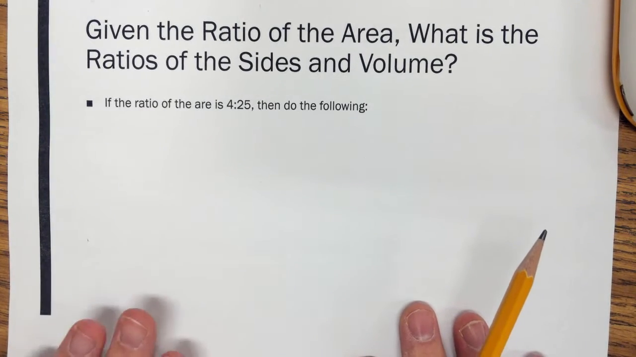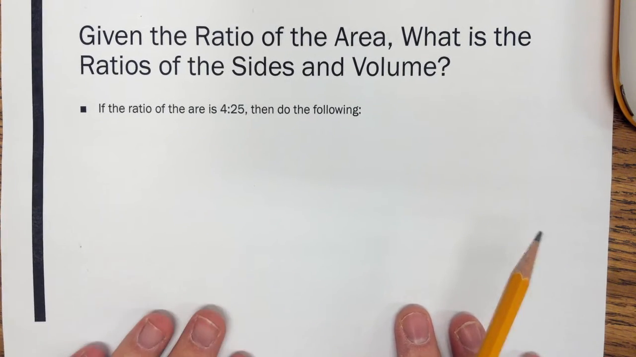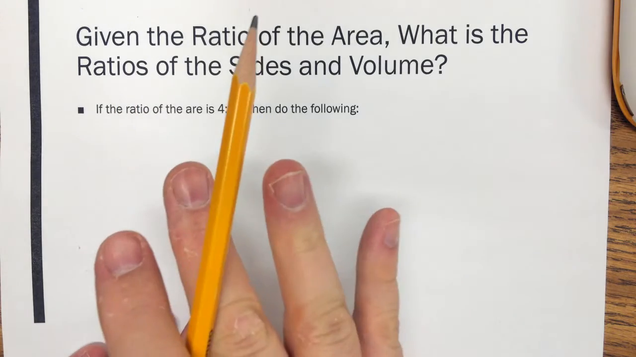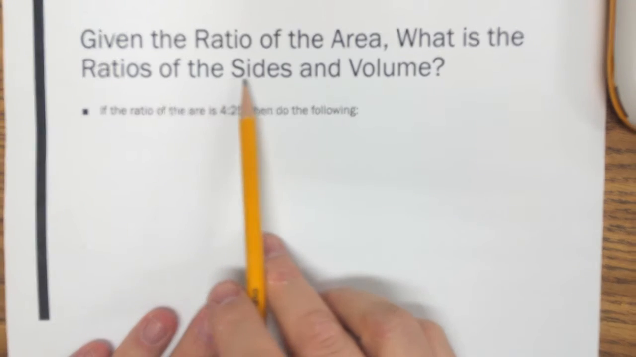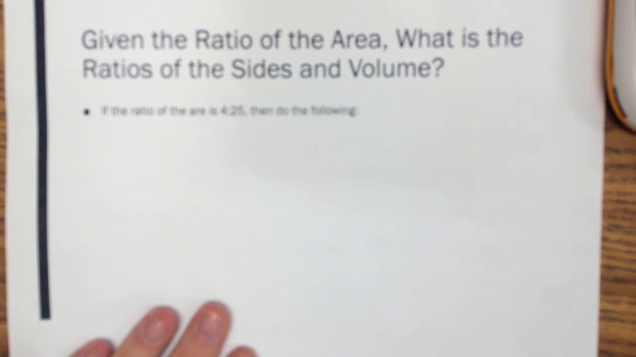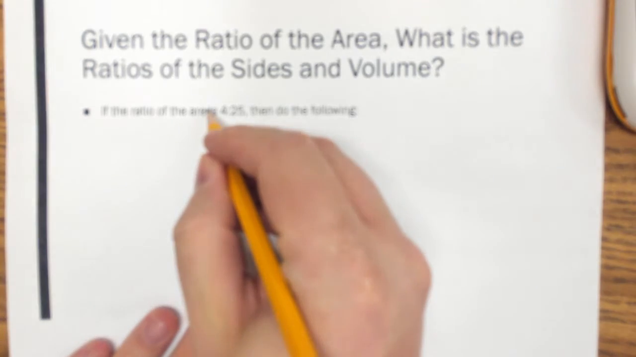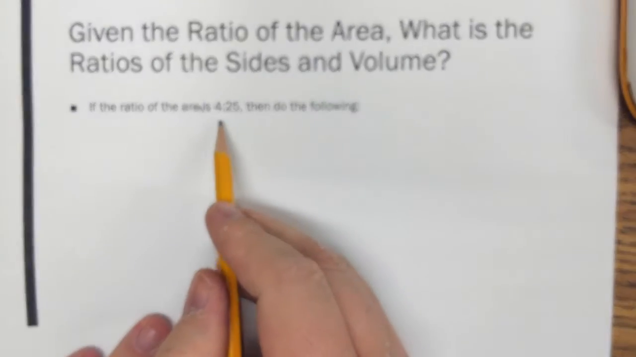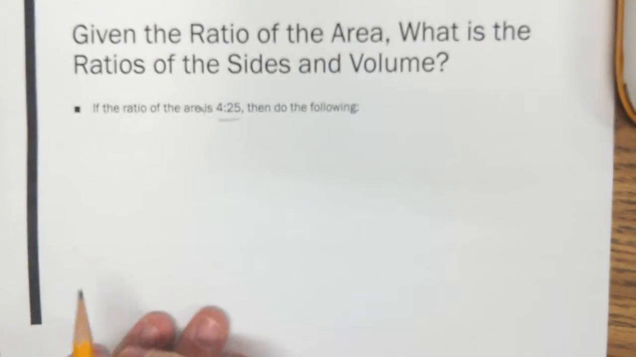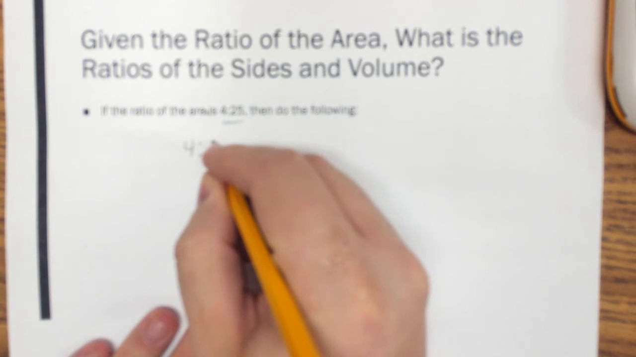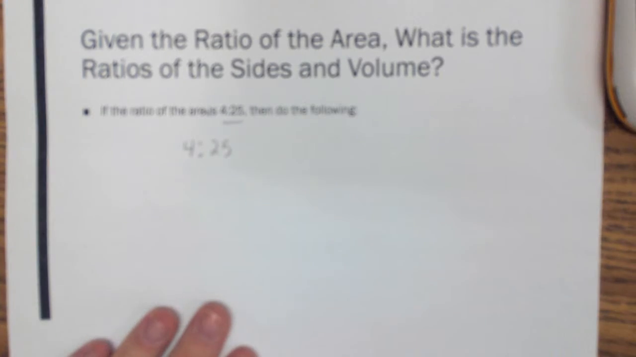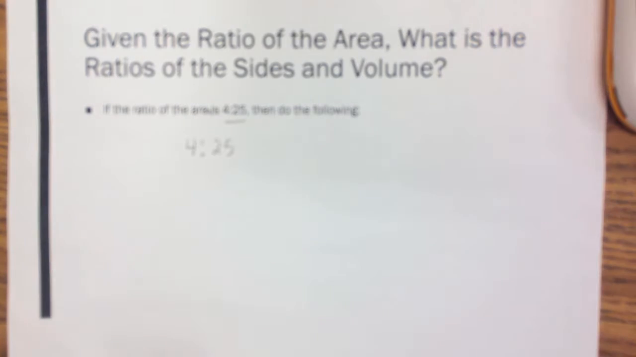Do a couple more little things. Okay. This one's a little bit more complicated, but not really that bad. So given the ratio of the area, what is the ratio of the sides and volume? Well, here's the ratio of the area, and that's 4 to 25. So I know that that's given me the area, the ratio in terms of some number squared.